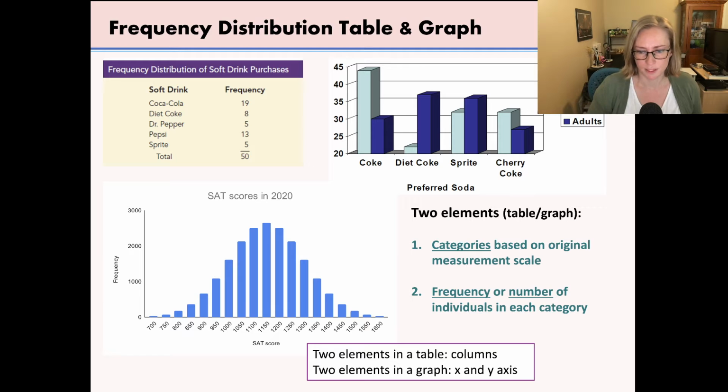So if it's in a table, they're going to be columns. If it's elements in a graph, it's going to be your axes, your x and your y axis.